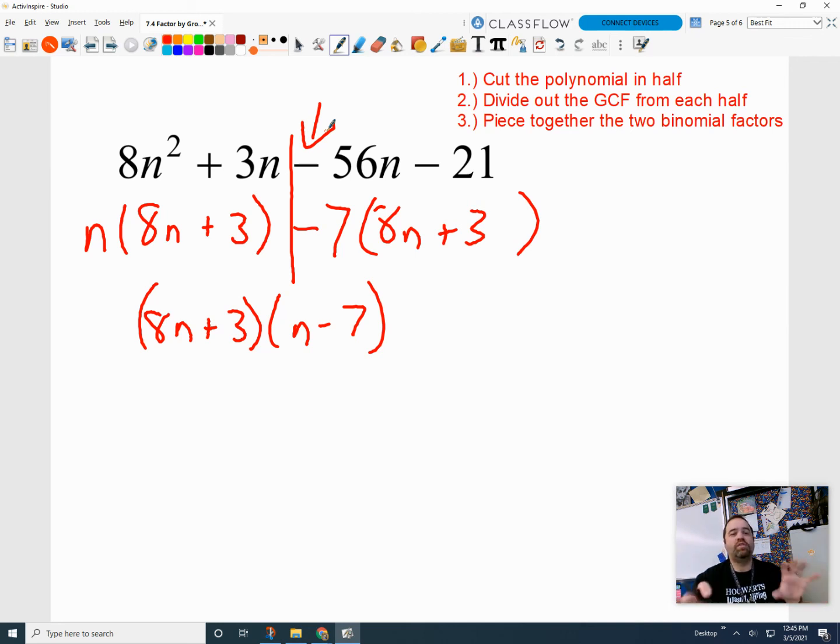If your two sets of parentheses don't match, you maybe didn't divide out the greatest common factor. Just a couple of things to look out for. We're going to spend a day or two practicing this before we make it part of a bigger process.